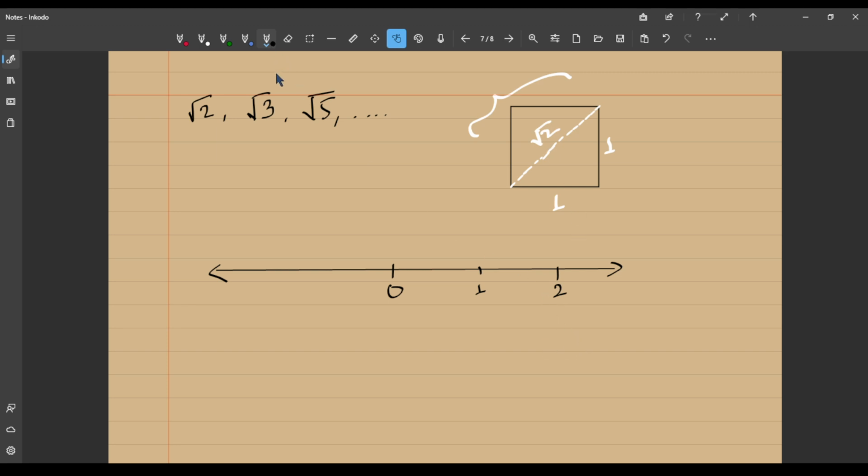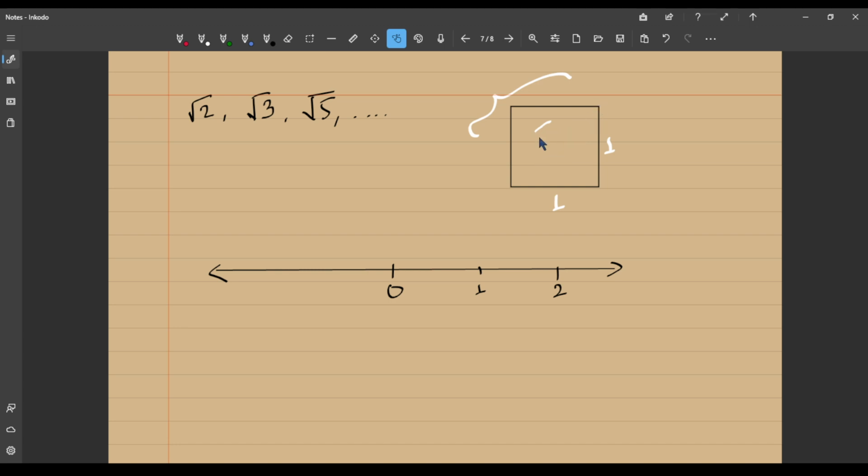So pause the video and think about how we can plot this distance that we have on the diagonal. We don't have it on a number line yet. How do we plot this distance on this number line? I hope you have tried. I hope you have thought of something. Well, let me guide you through it now.